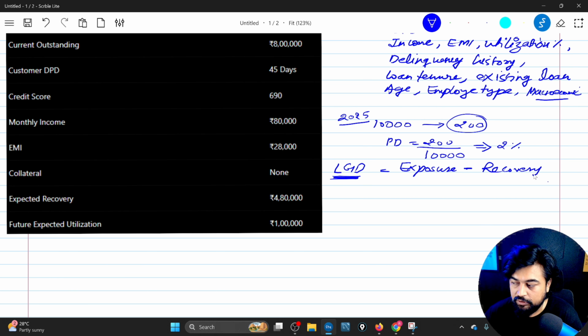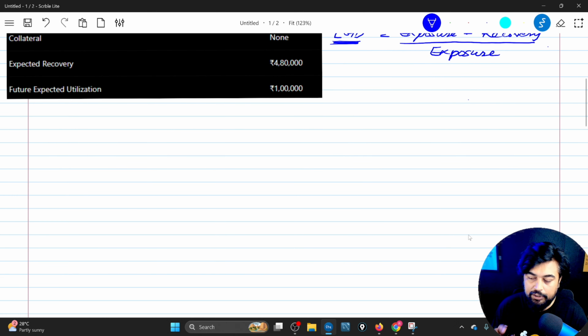Recovery means how much loan the customer has already repaid. So from the total exposure, we'll remove the recovery and then divide it by the exposure, whatever the pending exposure. So this is the equation to calculate your LGD. Okay. Now when we talk about LGD, what are the inputs for LGD?